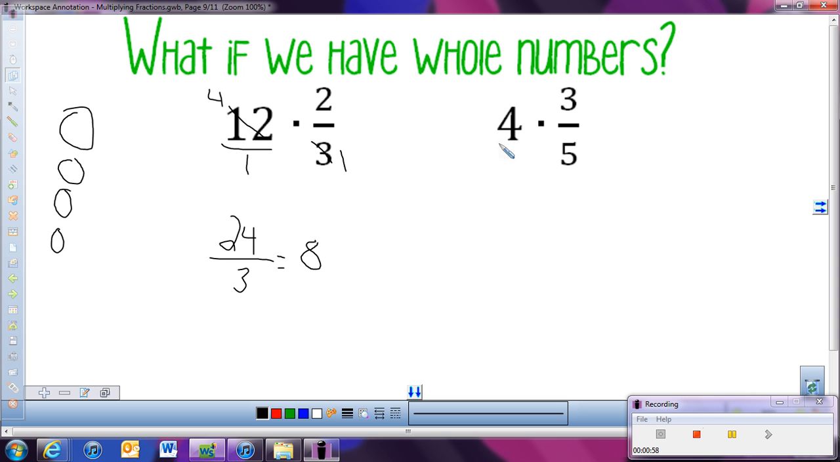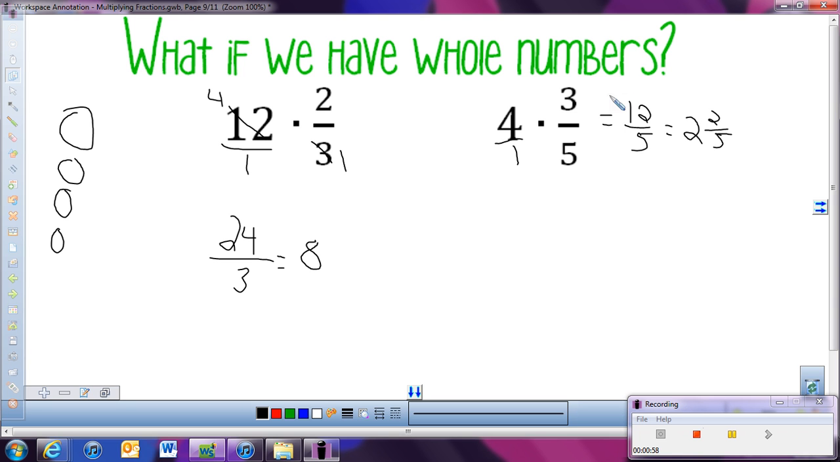Here we're going to do the same thing. To change 4 into a fraction, we can just put a 1 underneath it because it's 4 circles, each cut into one piece. And then I can multiply. 4 times 3 is 12. 1 times 5 is 5. And then I want to simplify my answer, which is going to be a mixed number. 5 goes into 12 2 times, and that would be 10, and we'd have 2 left over. So 2 and 2/5 is our final answer for that one.